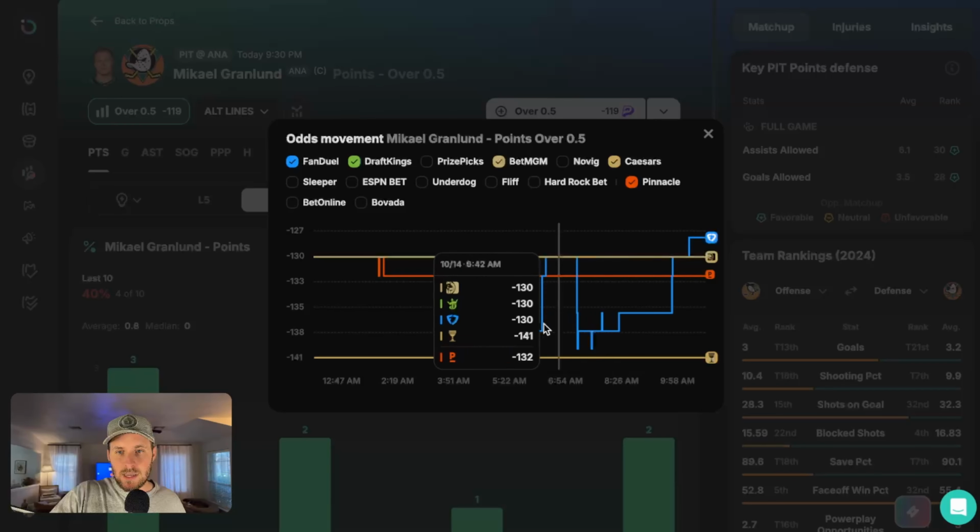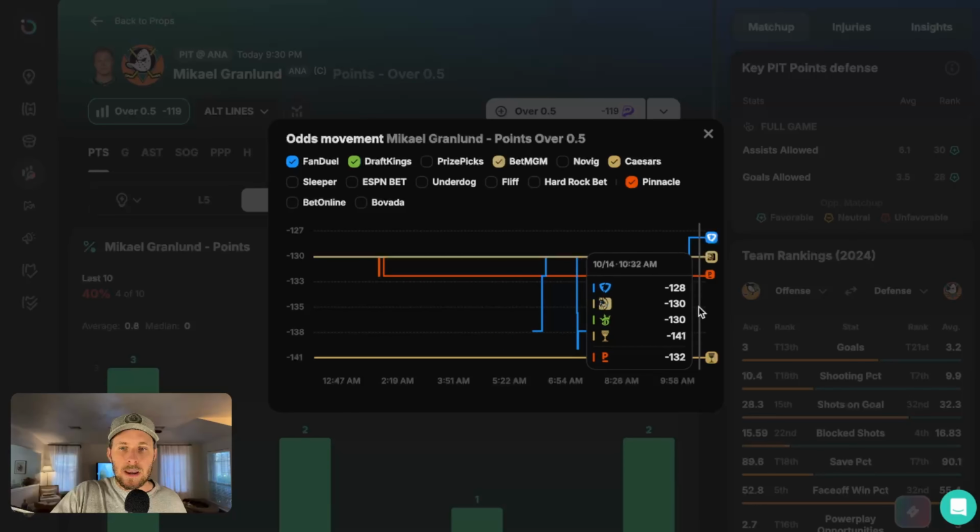But what you can see here is this line opened up at minus 138. And now what we're sitting at is minus 128. So that's a 10 cents difference. You can start to see that they're moving up and up and up, meaning that they feel less confident in this player's over. Sure, you are still getting better value if you put this in slips on Prizepicks, because on Prizepicks in 5 and 6 leg, you're getting technically minus 119, but we're still getting minus 128. This isn't trending in the right direction for me to feel comfortable with. So this is a stay away play for me.